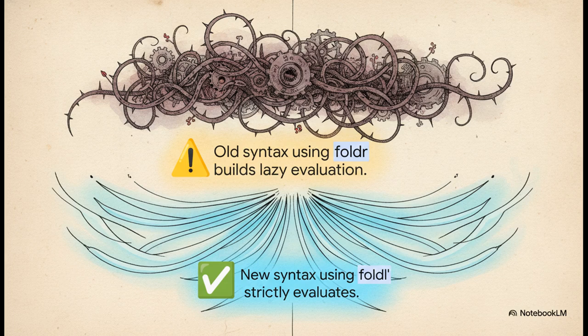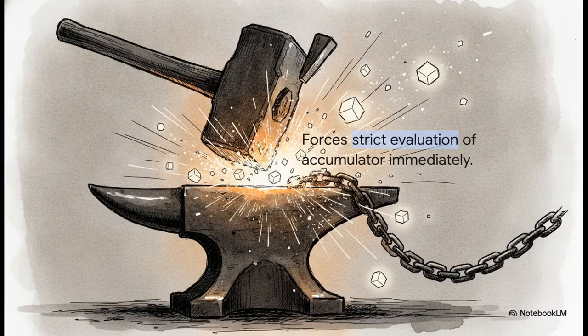Notice we aren't completely rewriting the logic here at all. We're simply swapping foldl for foldl prime, specifically with that little prime symbol, the apostrophe, tacked on to the end. It's this incredibly subtle change to the syntax, but functionally, it completely alters how the entire program processes your data. Now, you might be wondering, why does that one little character matter so much?